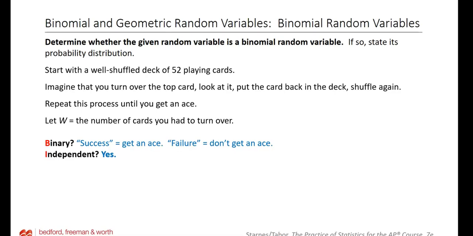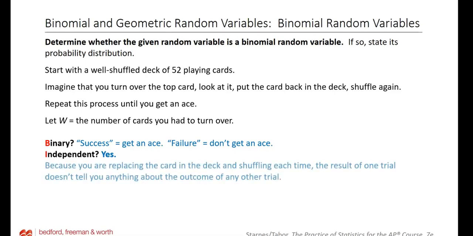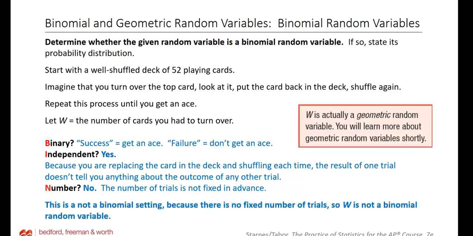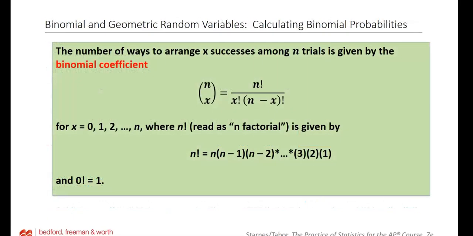Is it the same number of trials? Uh-oh. Repeat the process until you get an ace. Well, how many times is it going to take? I don't think it's the same number of trials, right? We don't know what's going on there. So that could be geometric maybe, but definitely not binomial. And so this is not a binomial setting. It has to pass all 4 to be binomial. It's geometric. We'll learn about that later.